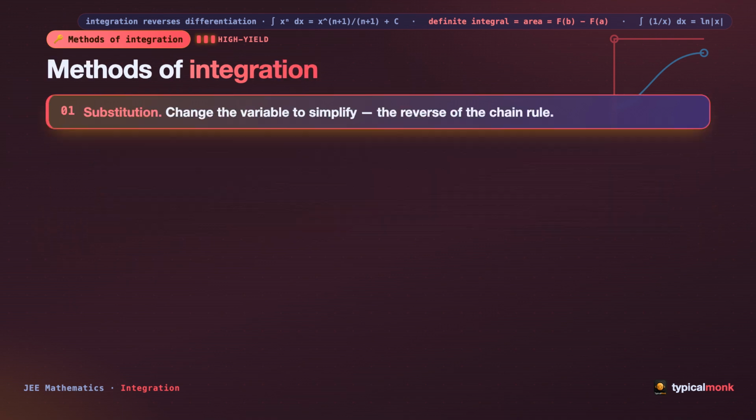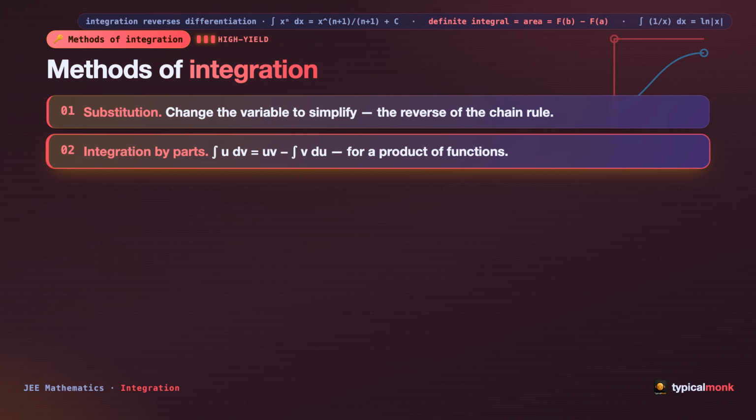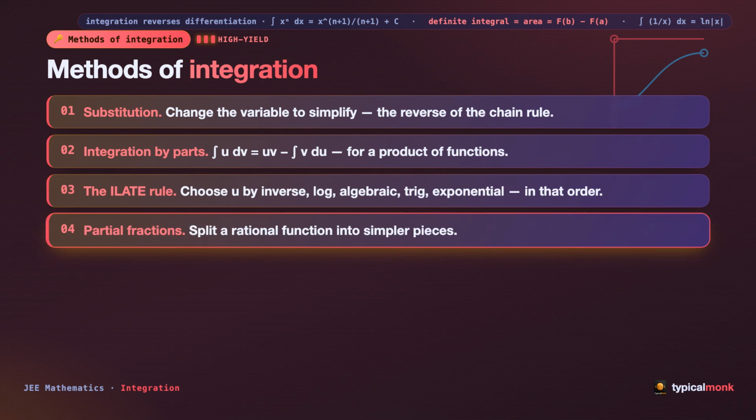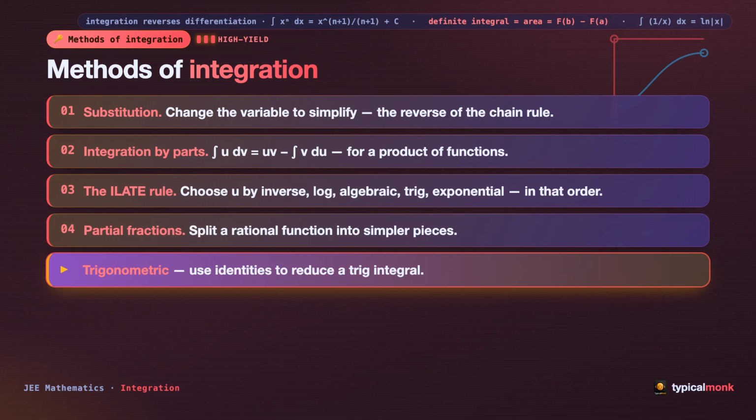Now, the three great methods and one more. Substitution. Change the variable to simplify. It is the reverse of the chain rule. Integration by parts. The integral of u dv equals uv minus the integral of v du, for a product of two functions. The ILATE rule. Choose your u in the order: inverse, logarithmic, algebraic, trigonometric, exponential. Partial fractions. Split a rational function into simpler pieces, then integrate each. Trigonometric. Use the identities to reduce a difficult trig integral to a standard one.